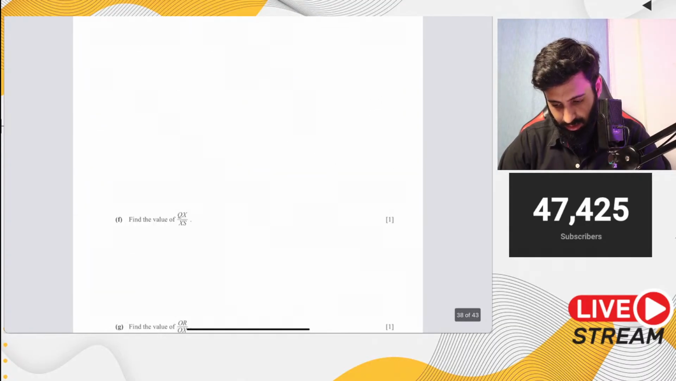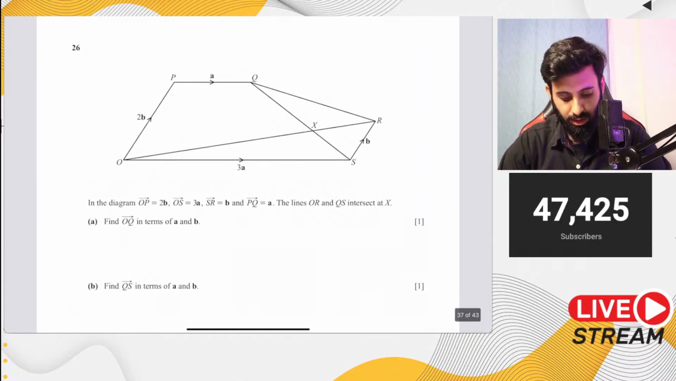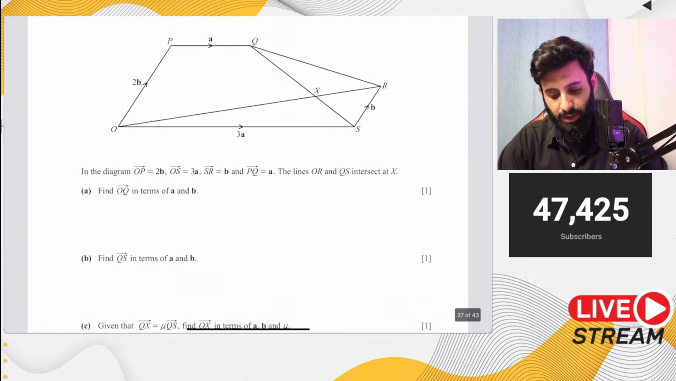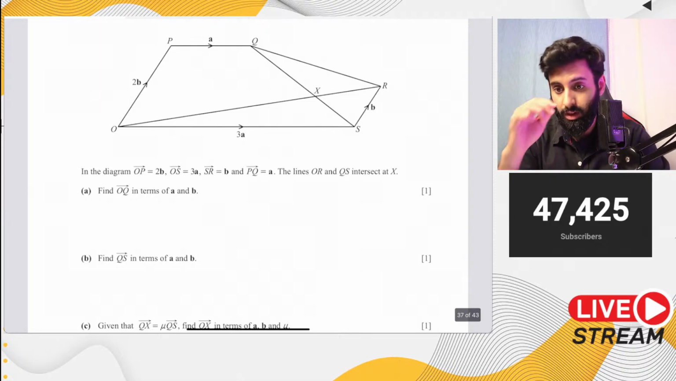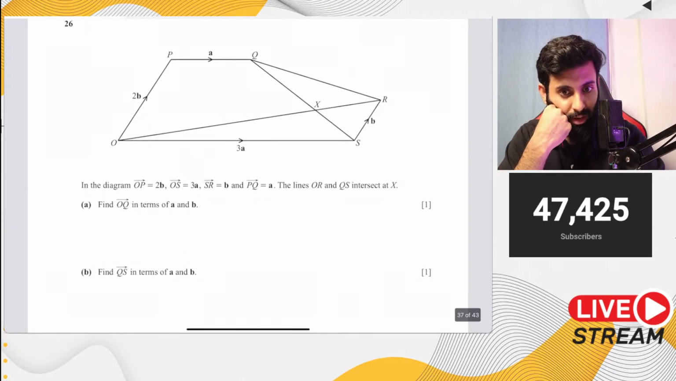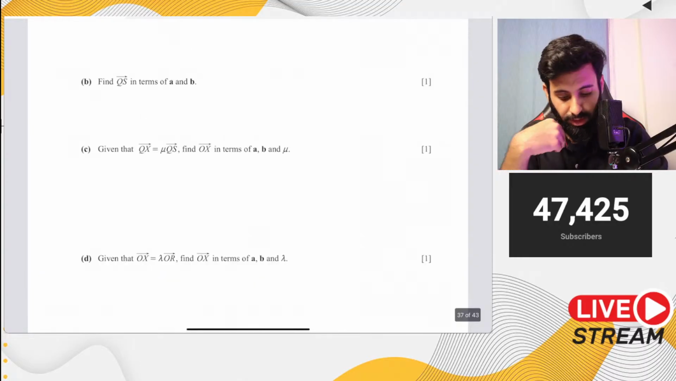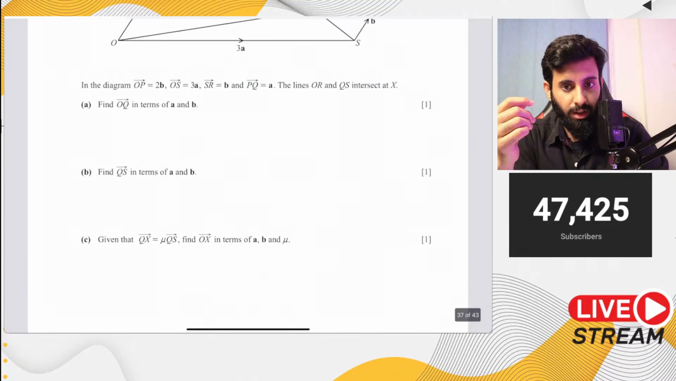All right, so let's do a difficult one. Now this is a super lengthy question and also a difficult one. Let's see what it says. Just so you guys know, this is from October November 2020 paper 2 variant 2. And it's quite a lengthy question.